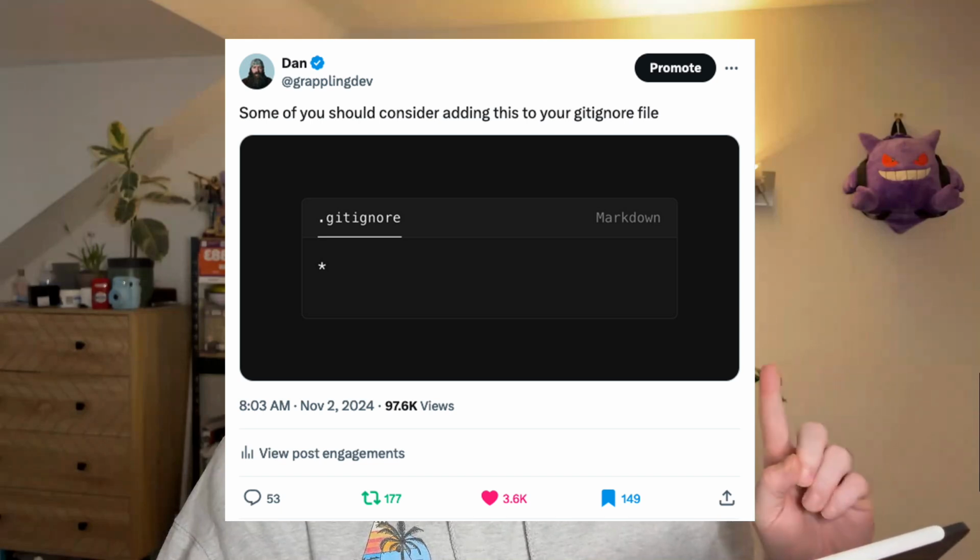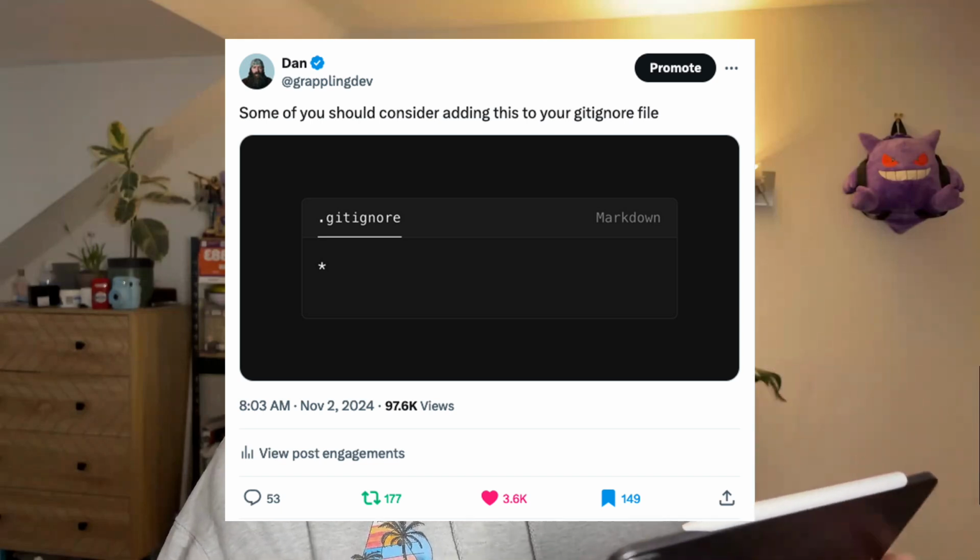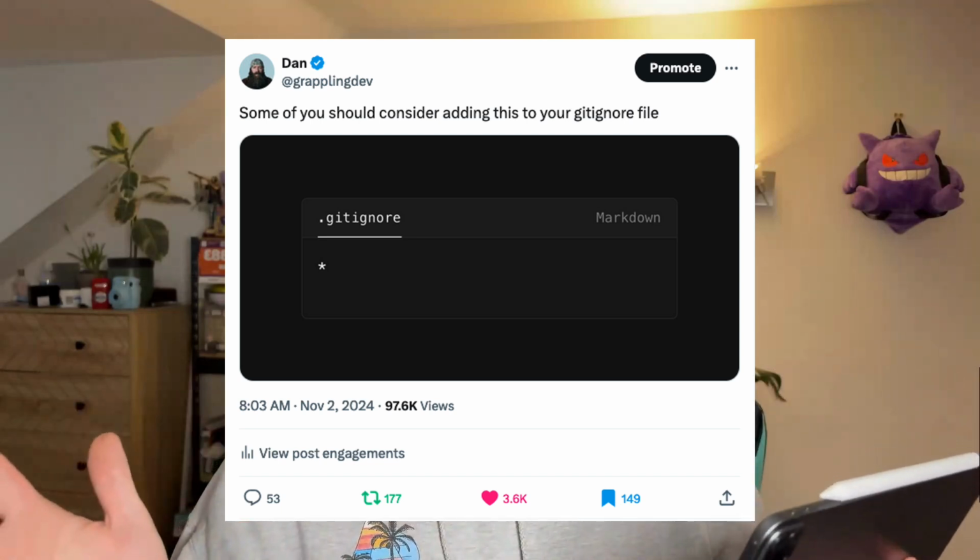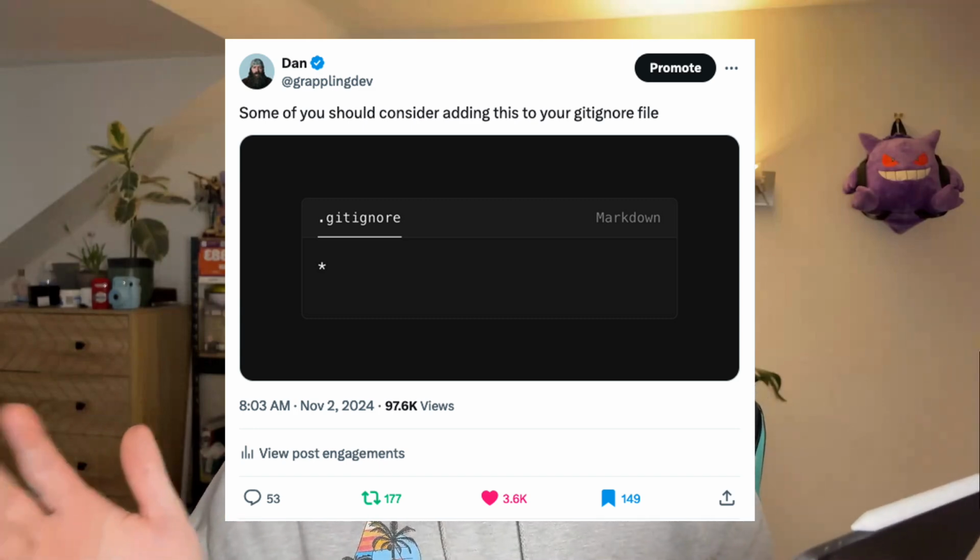So, the first one is this one. Captioned, some of you should consider adding this to your gitignore file. And it's funny because I'm putting a wildcard. Haha, funny. Let's not include anything when we push to git. Caveat, that wouldn't actually work, but it's funny.